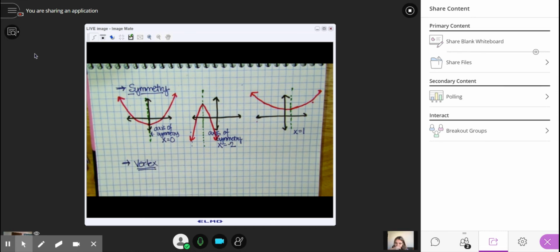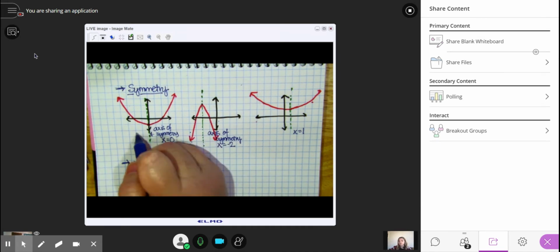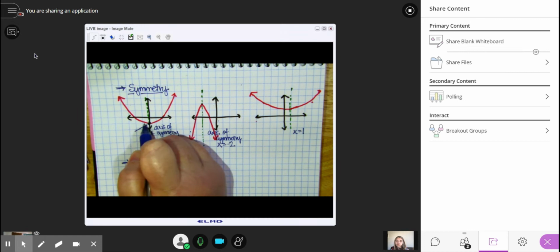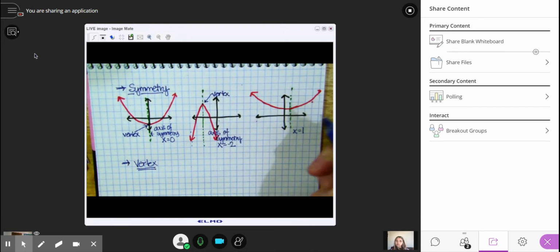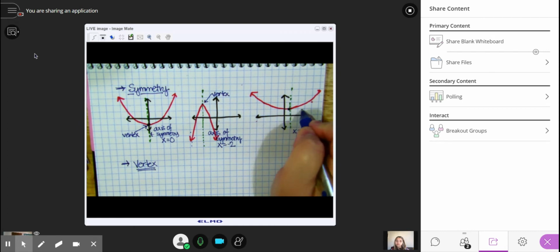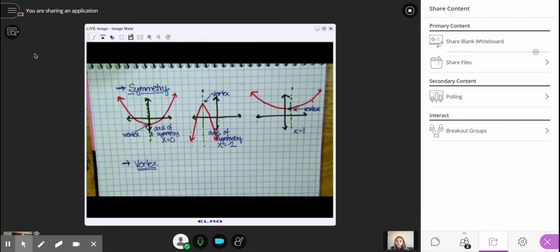This brings us to our last piece, which is the last characteristic I want to talk about, which is the vertex, and then we're going to graph. The vertex is the turning point of the parabola. So if I look at the one above, this turning point right here is your vertex, where the parabola switches. And notice that the axis of symmetry will go through that vertex.